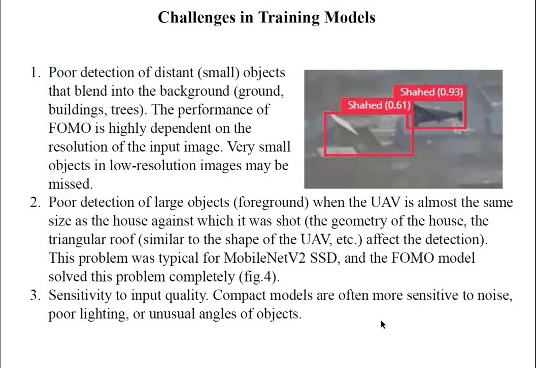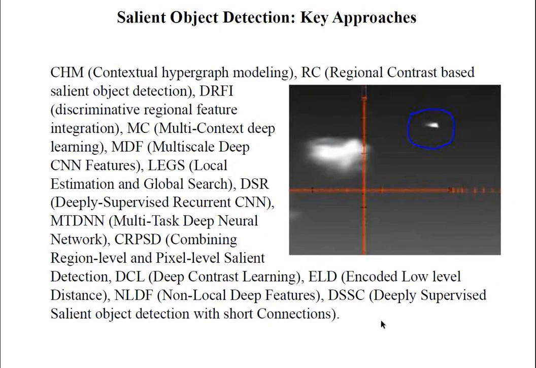Sensitivity to input quality. Compact models are often more sensitive to noise, poor lighting, or unusual angles of objects, of course. Some words in this slide about salient object detection. These are key approaches. Actually, frankly speaking, we didn't go into big details. We just made some very short research in order to clarify for ourselves all available methods, and this is a point of our future research.